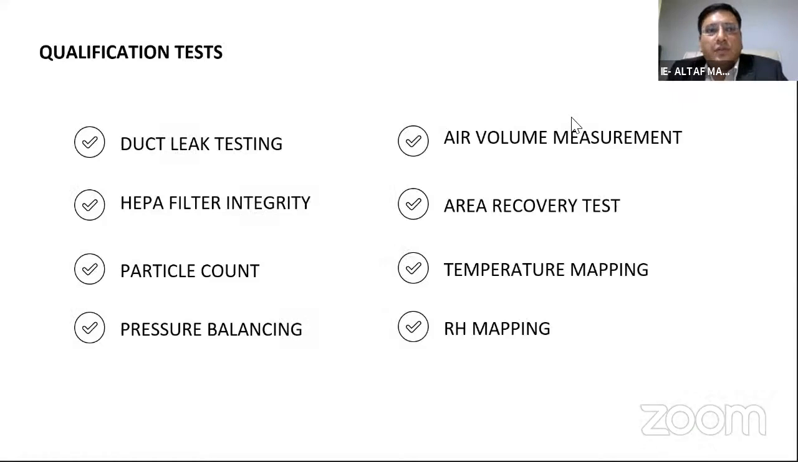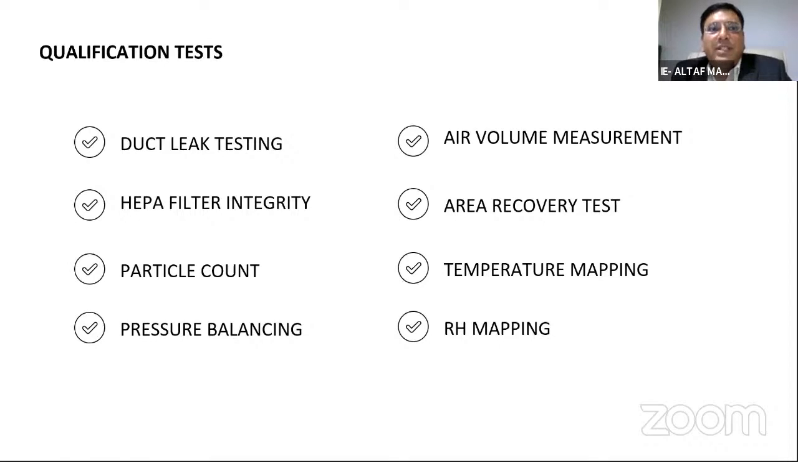Now, what qualification tests do we have to carry out? This is brief detail about that. While installing the air conditioning systems, HVAC systems for a clean room, the duct leak testing is to be done based on the classification of the area. For example, as I discussed earlier about the pressure testing of duct as per class A, class B, class C.